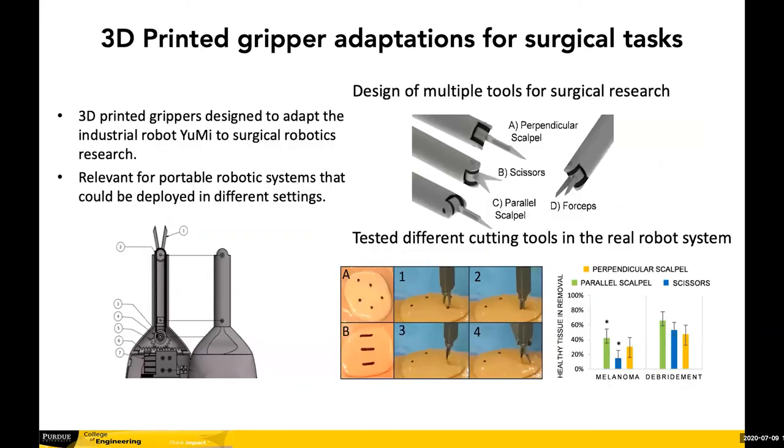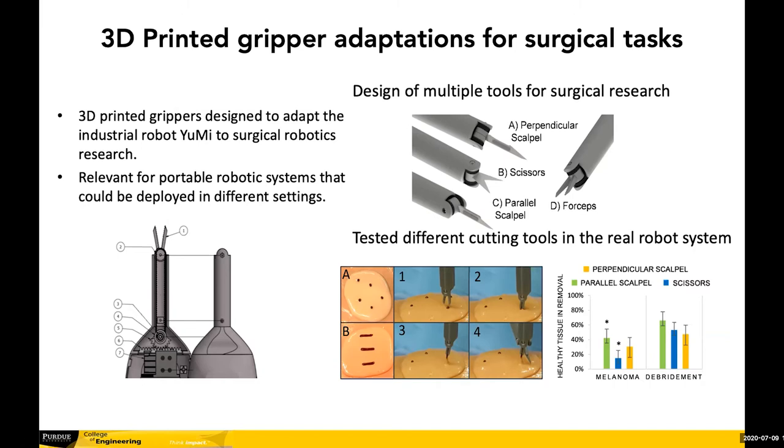In order to be able to adapt our robot, we came up with a very cheap solution. We didn't have anything fancy, so we said, okay, can we 3D print tooltips or end effectors that we can adapt to an industrial robot to convert that to a semi-surgical robot? So we 3D printed these different tooltips to be able to perform the peg and pull transfer and a debridement task.